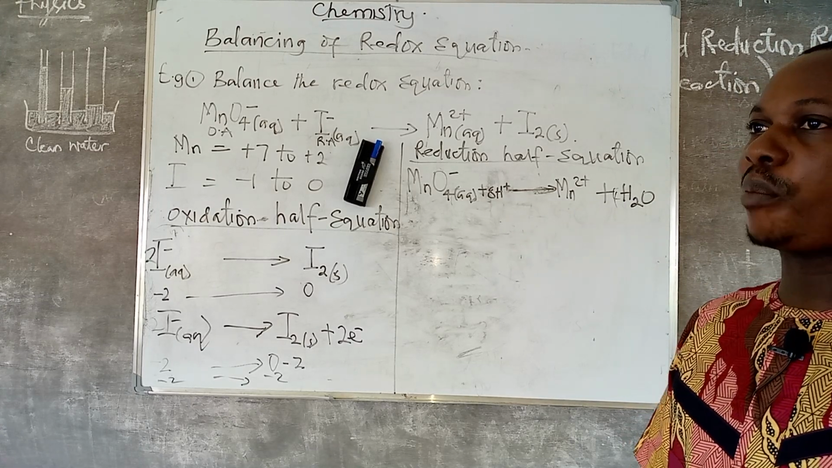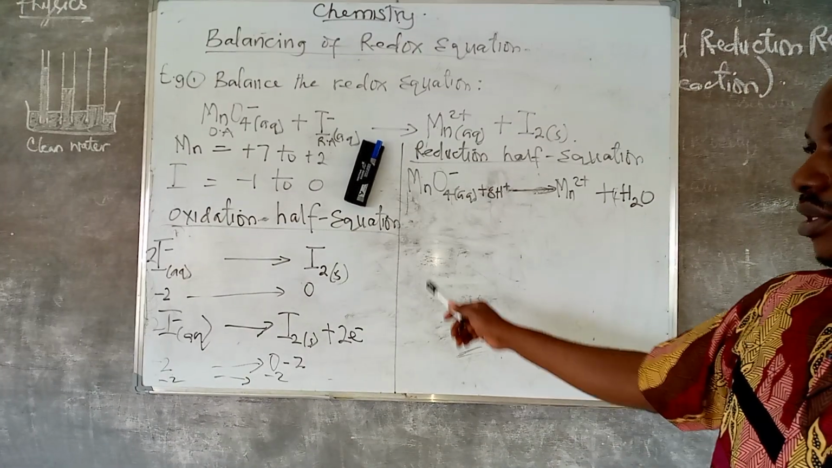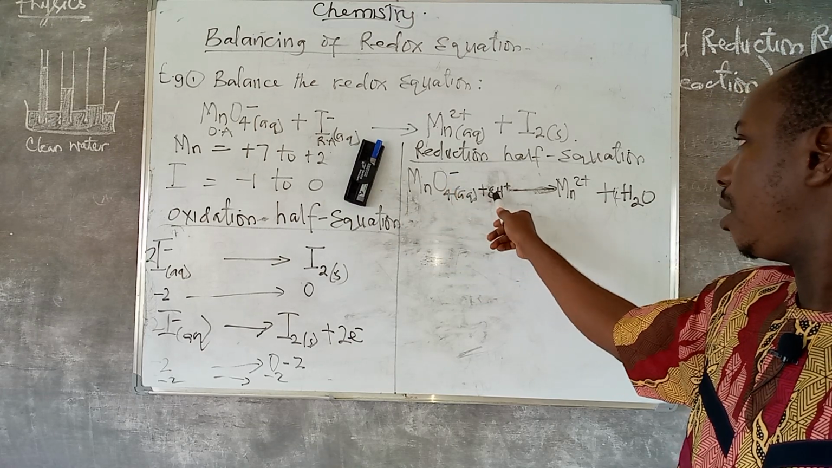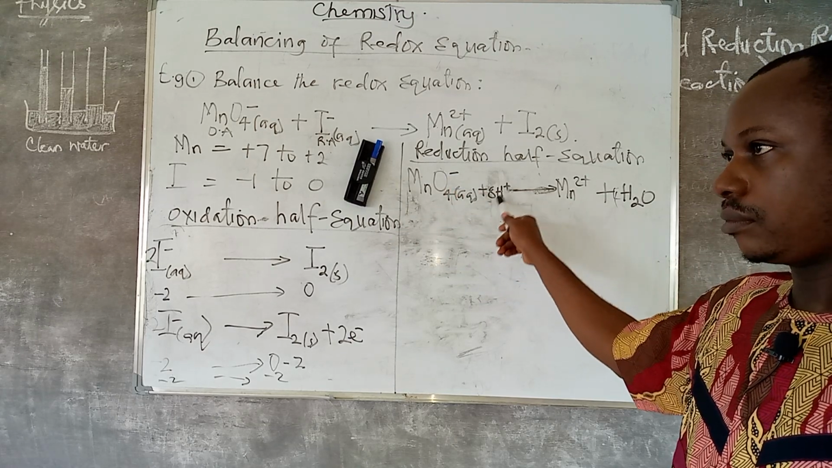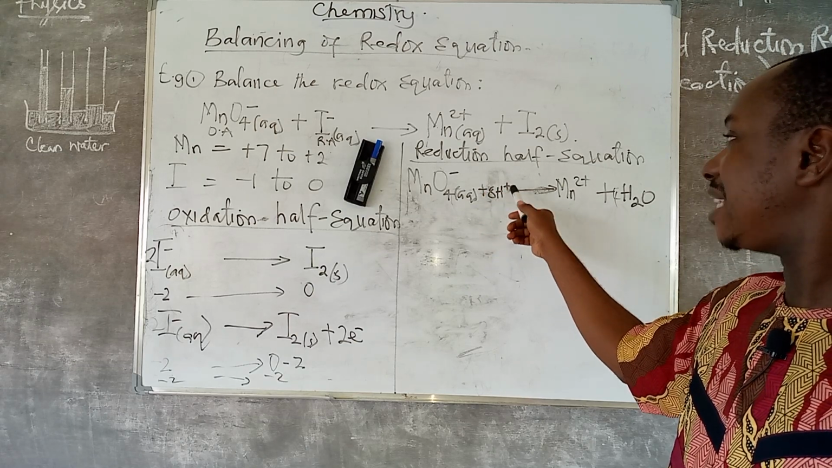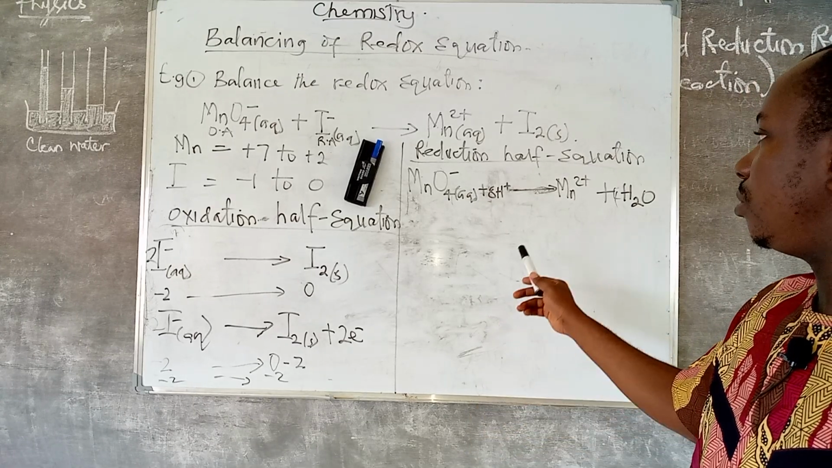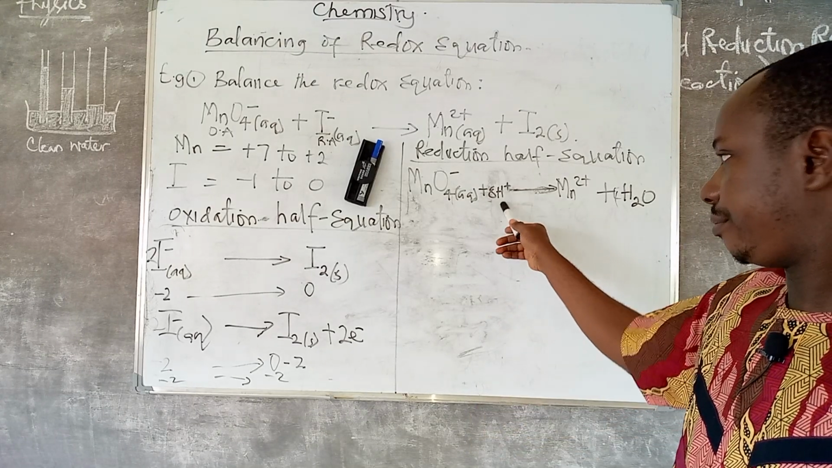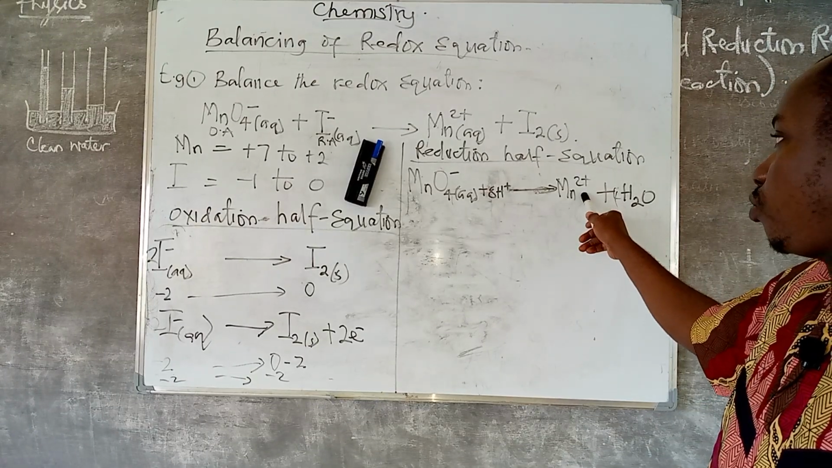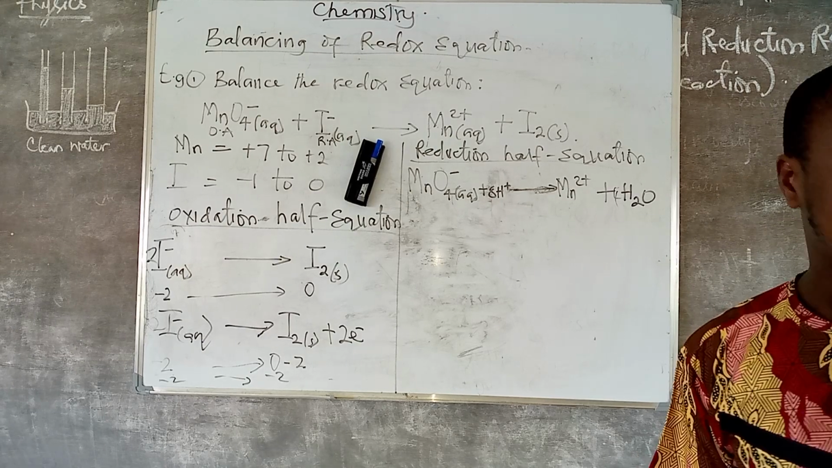Now let us check number of charges. At the left hand side, we have -1 plus 8. That is what we have here. -1 plus 8. Why do we have only +2 here? Remember, water is neutral. It has no charge.